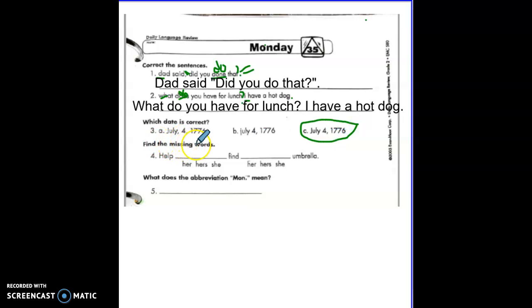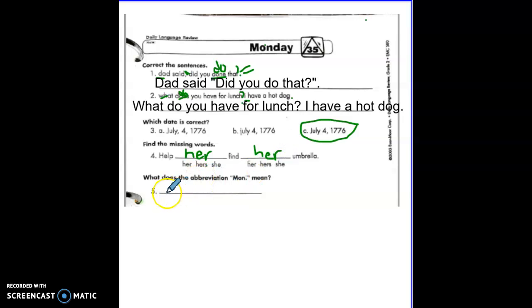Help find the missing words. So help her, hers, she. Find her umbrella. Help her find her umbrella.